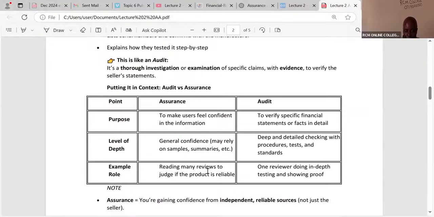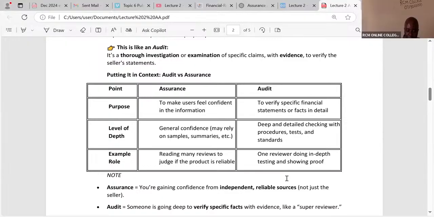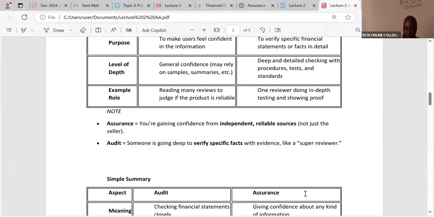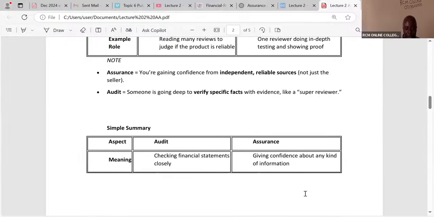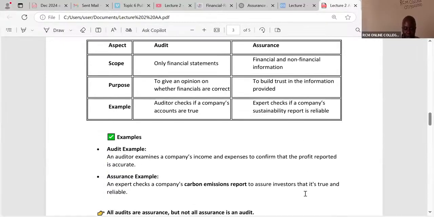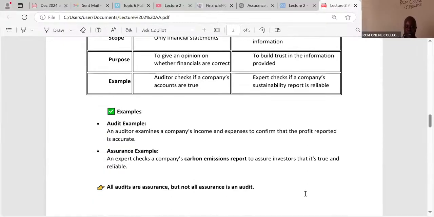Example: reading many reviews to judge if the product is reliable. Then we have one reviewer doing in-depth testing and showing proofs. With assurance, you are gaining confidence from independent, reliable sources, not just the seller. With audit, someone is going deep to verify specific facts with the evidence, like a super reviewer, that we shall be calling the independent auditor. You'll be able to read that summary because I'll attach this for you, so that later on you will be able to understand this better.